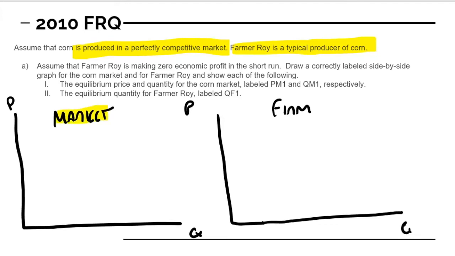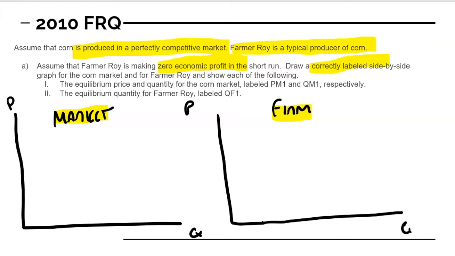That's why we have market on the left and firm on the right. Please make sure, right, that you label your graphs. And then price and quantity on the y and x axis respectively. We assume that Farmer Roy is making 0 economic profit in the short run. Draw a correctly labeled side-by-side graph. All right, so let's just draw the graph here before looking at sub point 1 and sub point 2. Well, if he's making 0 economic profit, that's in the firm, right?